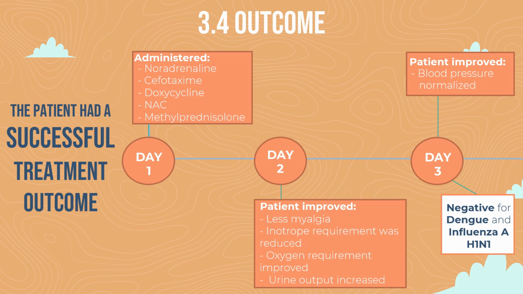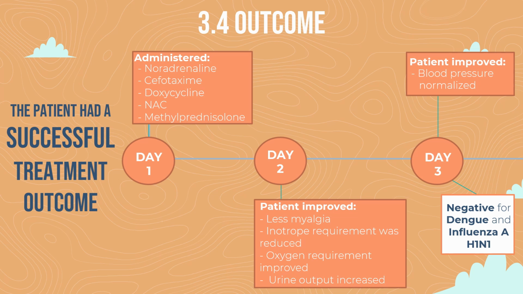Inotrope requirement was reduced from 0.8 to 0.2 microgram per kilogram per minute, and his oxygen requirement improved from 10 to 2 liters per minute via nasal prongs. His urine output was 525 ml in the last 24 hours. On day 3 of illness, his blood pressure was normalized without inotropes.